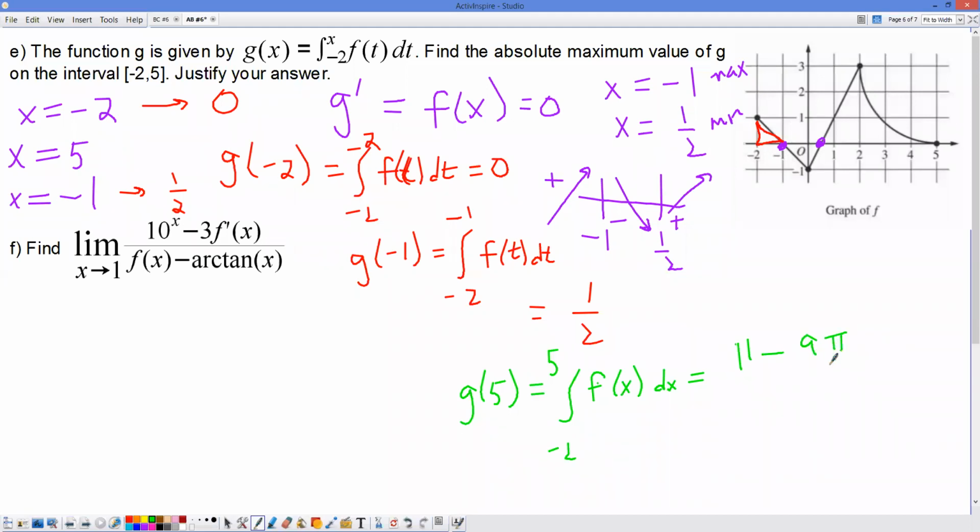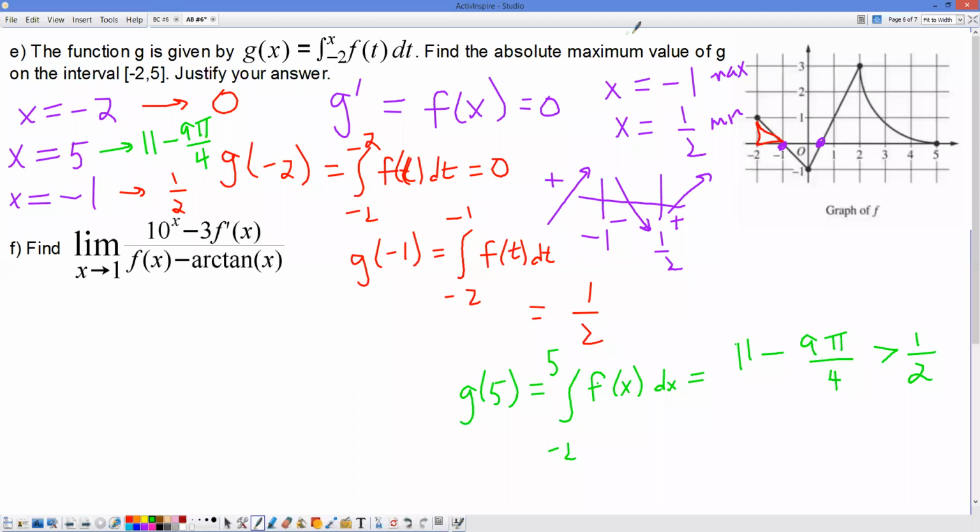And 11 minus 9 pi over 4, well, even if, let's say, that pi was equal to 4, which we know that it's not, we'd end up with 11 minus 9 over here, which is 2, which is certainly greater than 0, and it's certainly greater than 1/2. Just to do a quick approximation there, we know that that's greater than 1/2. And so therefore, at x equals 5, we have our max of 11 minus 9 pi over 4.